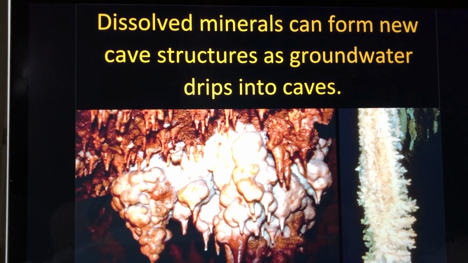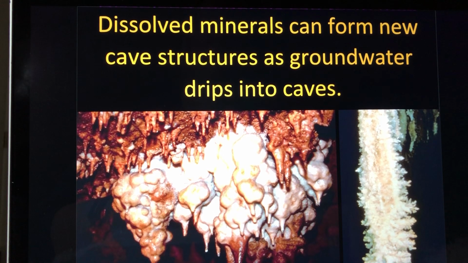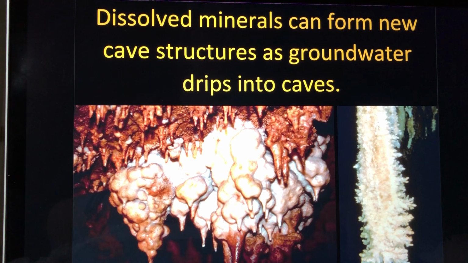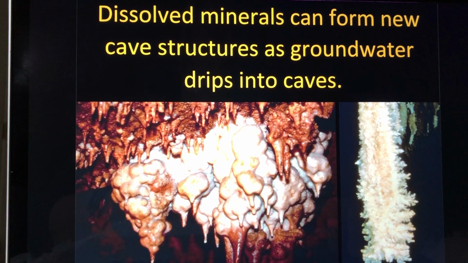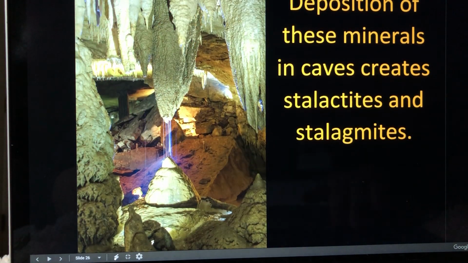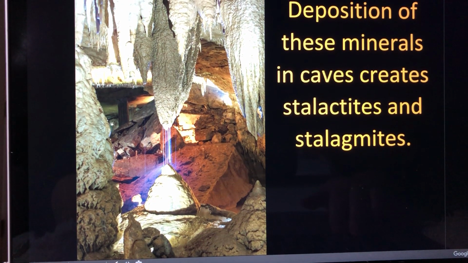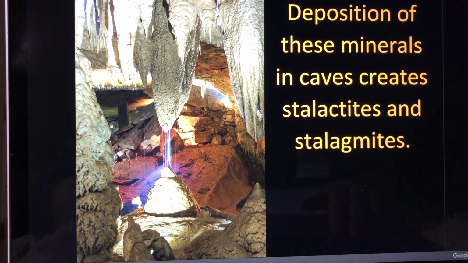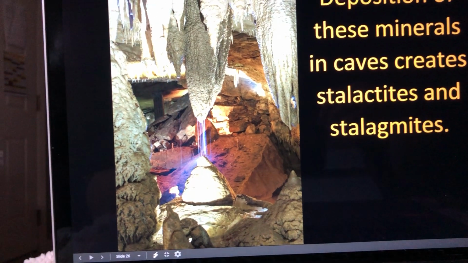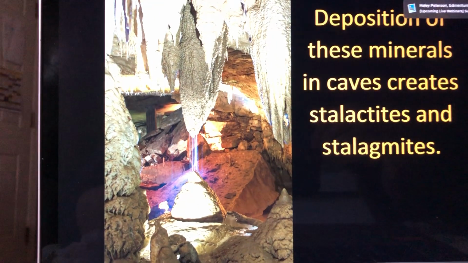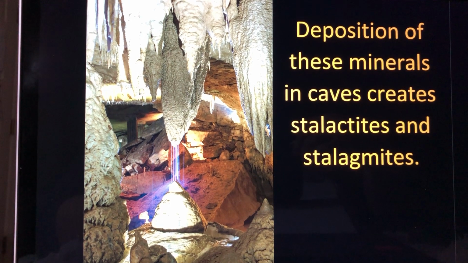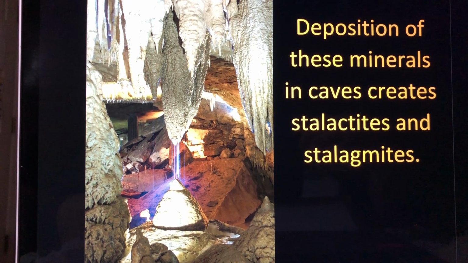Because you can't just scoop it out with a spoon. Dissolved minerals can form new cave structures as groundwater drips into caves. It's kind of gross, but cool. Deposition of these minerals in caves creates stalactites and stalagmites. Sometimes people get those words confused. Stalactites and stalagmites.